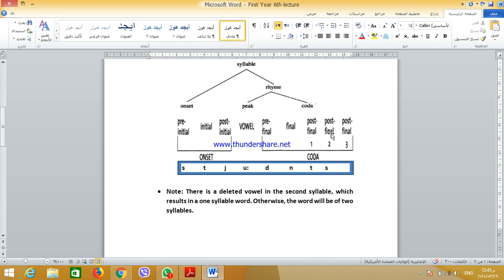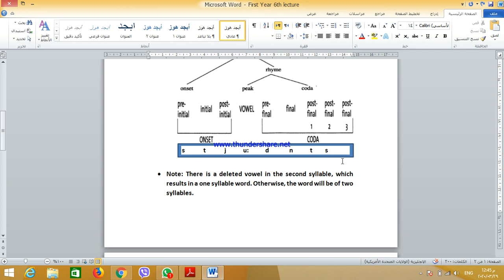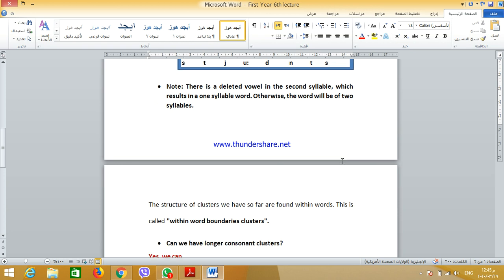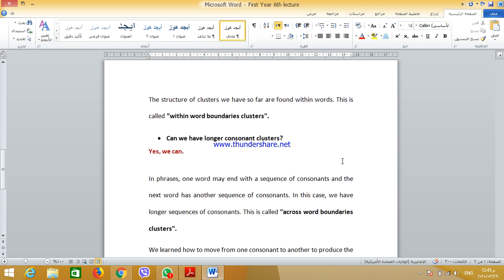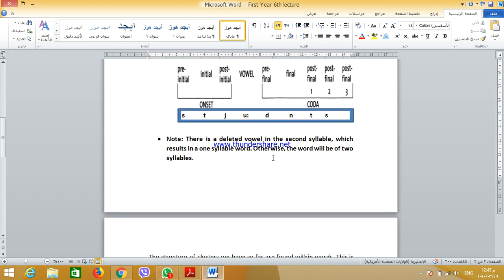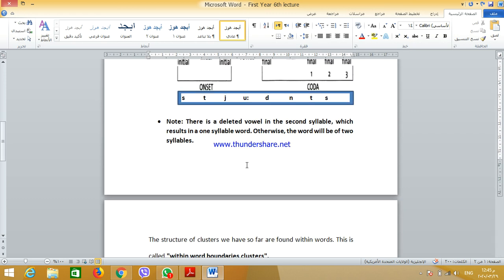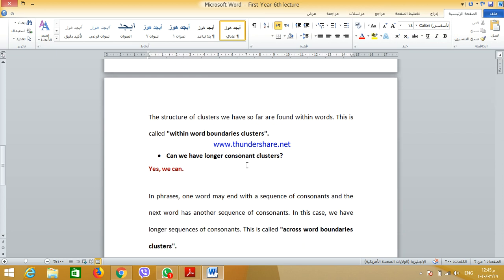And don't forget, we have a deleted vowel in the final cluster here. Otherwise, we will not have a cluster of 4 consonants. Okay, this is called the maximum structure of the syllable. So we have up to 3 under the onset, up to 4 under the coda position, and definitely we will have 1 vowel only. We cannot have more than 1 vowel. No branching under the vowel or the nucleus node. Now, this structure is applicable to the case of within word clusters. This is within a word.